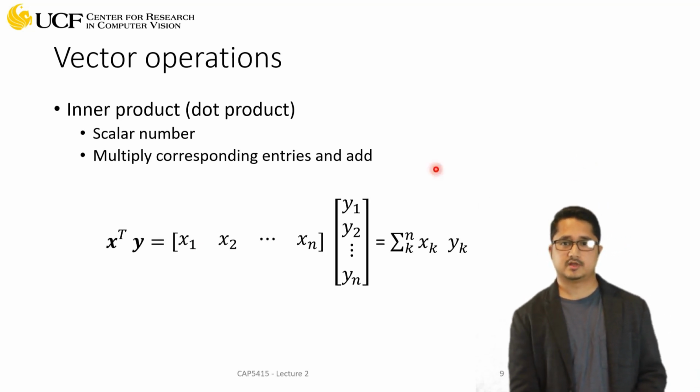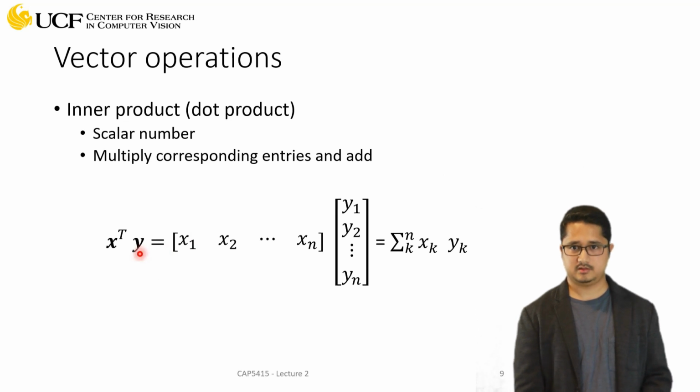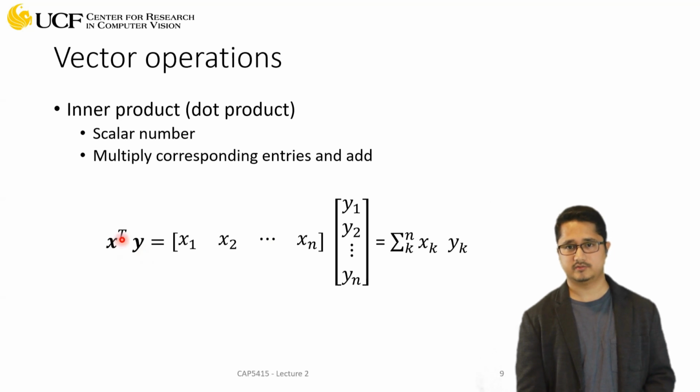Okay, so let's say you have a vector y and you have a vector x. For computing the inner product, what we'll have to do is take the transpose of one of the vectors. We are assuming that y is a column vector and x is also a column vector. So we take the transpose so that this becomes a row vector.